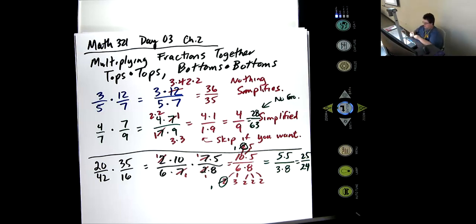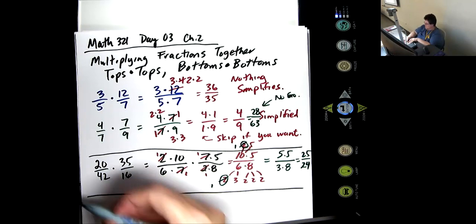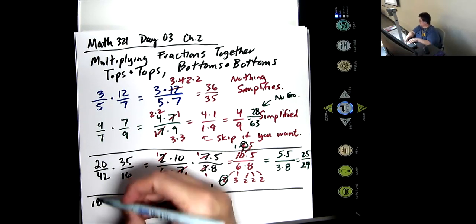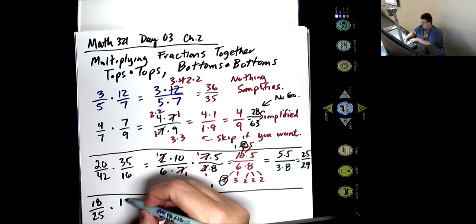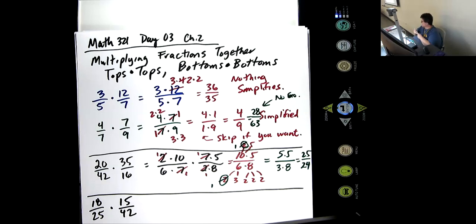All right, let me give you guys one to try. Give you like 2 minutes and then we'll do it together. I'd give you longer, but we want to get some stuff done. Let's do 18 over 25 times 15 over 42.